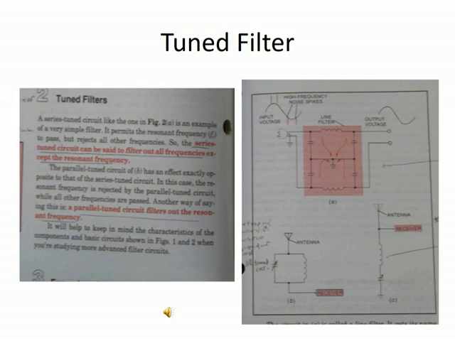Resonance means that at the tuned frequency the circuit absorbs the maximum power. The frequency at which the circuit absorbs the maximum power is the tune frequency, or resonant frequency. The series fader can only pass the resonant frequency, and all other frequencies apart from the resonant frequency are eliminated. The parallel tune circuit can only eliminate the resonant frequency, and all other frequencies are passed. So this is the tune fader.